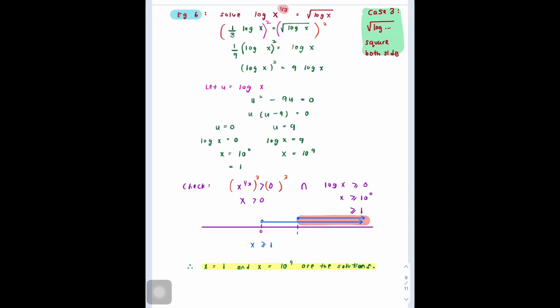Okay, checking method. Let's say we use the domain method. So you have two things. The left side, one domain, which is the argument here, x to the power of 1 over 3 more than 0. So how to eliminate the power 1 over 3? You just cube both sides. So 1 over 3 cubed is x, 0 cubed is 0. So this is your first answer.